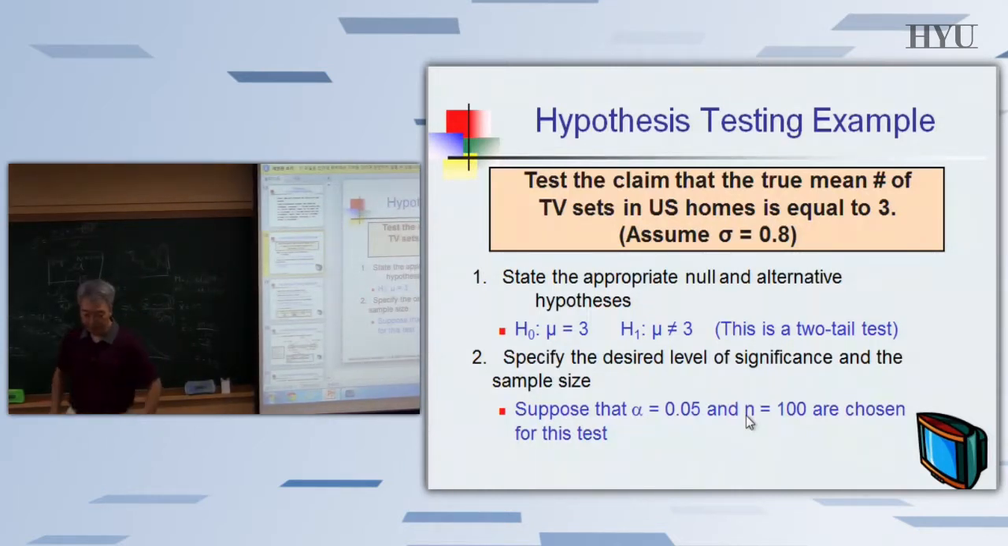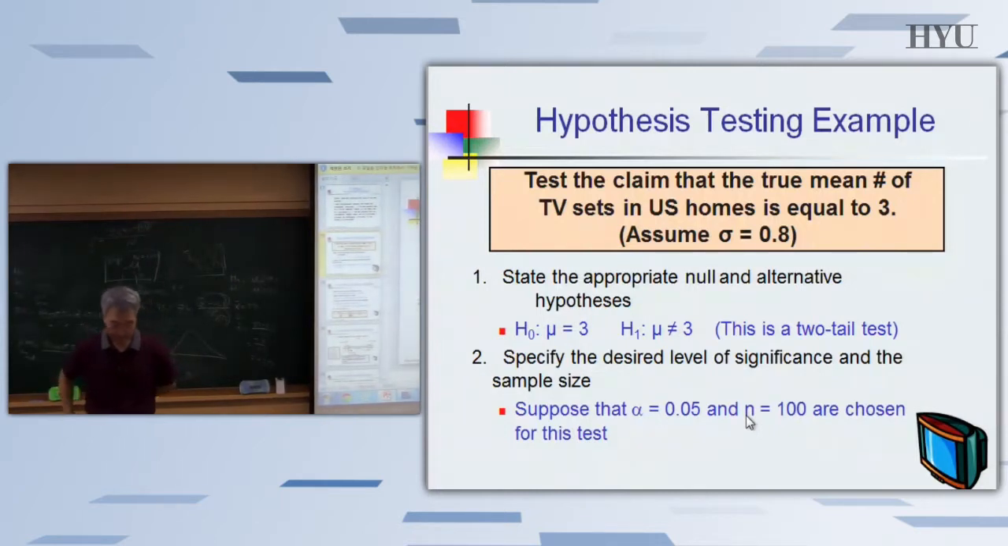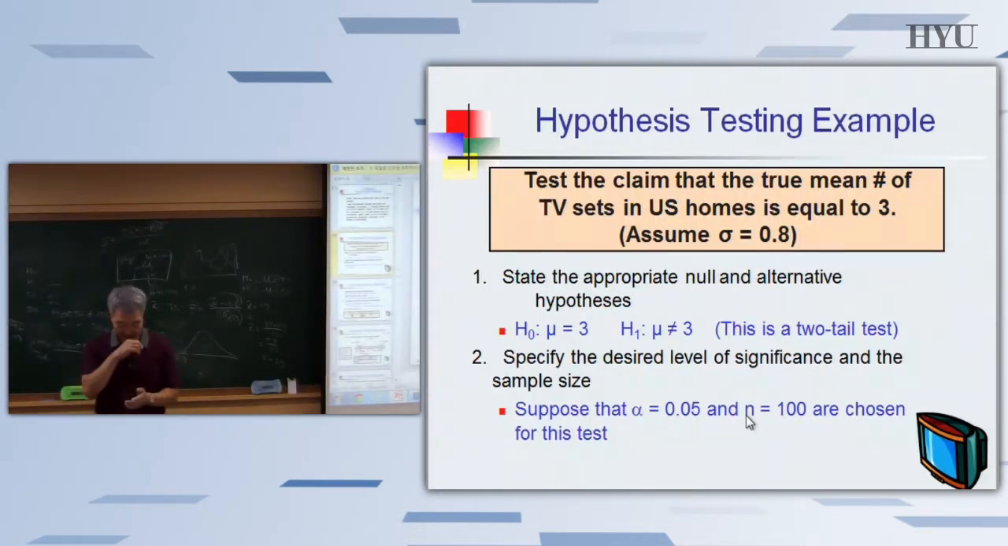All right, so here's an example. Somebody claims that the average number of TV sets in American homes is 3. And let's say we know the population standard deviation in this case. Let's say it is 0.8. Then how do we run this test? You have to set up the null and alternative hypothesis that way, okay? And suppose you decide to use 0.05.